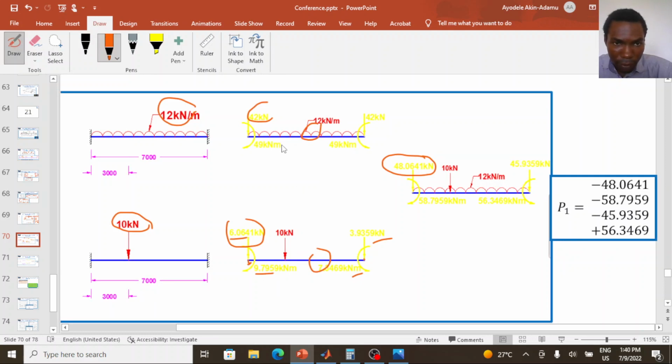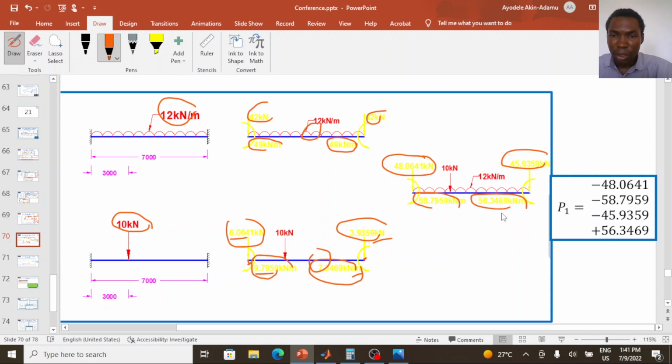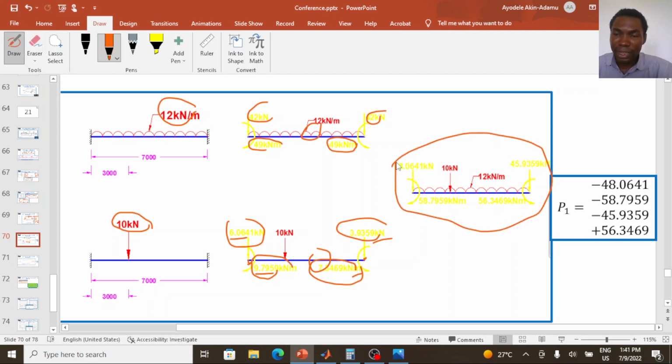Also, for the moment, 49 plus this gives this value here. At the second node, 3.9 something plus 42 gives this value here. For the moment, this 49 kilonewton meter plus this value here gives this value here. So once we have evaluated this, what we have here is our equivalent nodal load for the finite element.